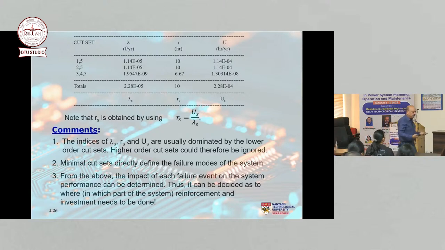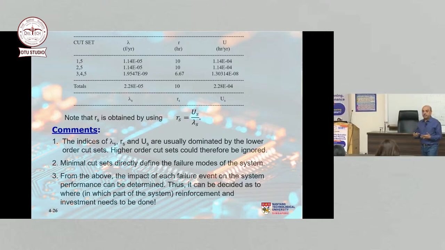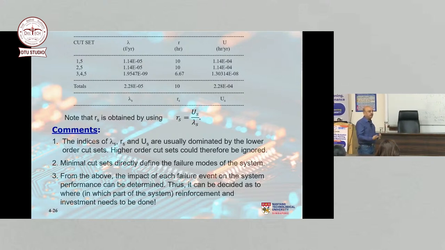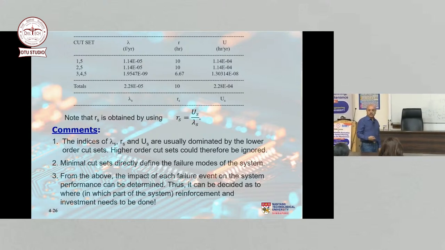Maybe the failure rate of components 1 and 5 is too high. Maybe we want to reduce the failure rate. Maybe we want to reduce the repair time. Instead of 20 hours, maybe we want to make it 10 hours. So these are ways in which you know how the system can fail, and therefore you can also think of ways to reinforce the system. Okay?